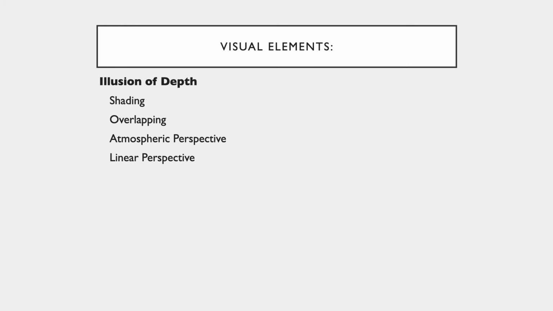Let's move on to the illusion of depth. So there are a few different elements that we need to look at that contribute to the illusion of depth in an artwork, including shading, overlapping, atmospheric perspective, and linear perspective.